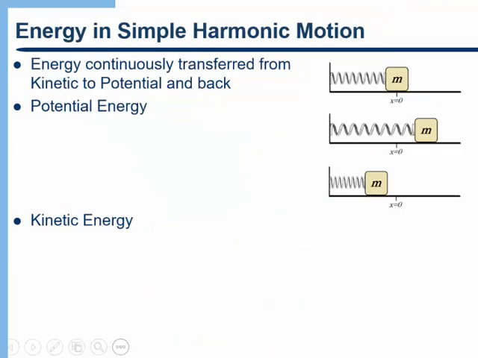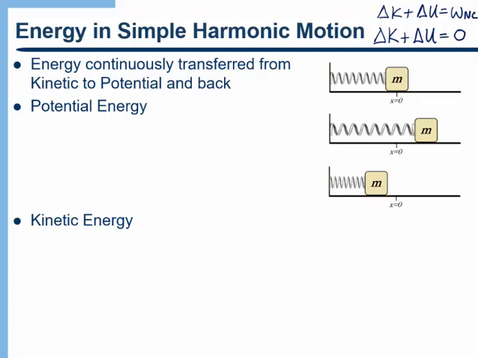Let's look at energy in simple harmonic motion. First of all, we know that delta K plus delta U is equal to W_NC, the work-energy principle. But in this case, we're looking at simple harmonic motion when there is no friction. Also, there are no applied forces. So what we get is delta K plus delta U is equal to 0. In other words, there's a constant interchange between kinetic energy and potential energy as the object moves back and forth.